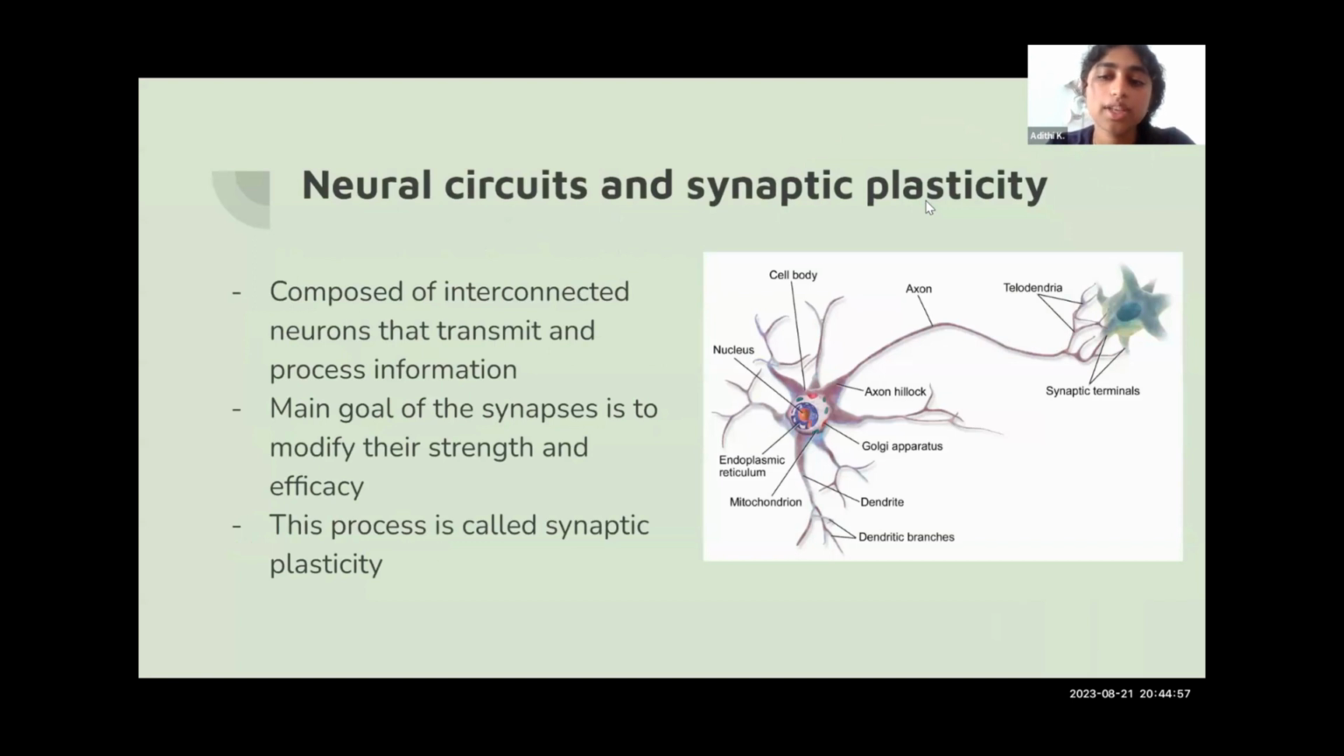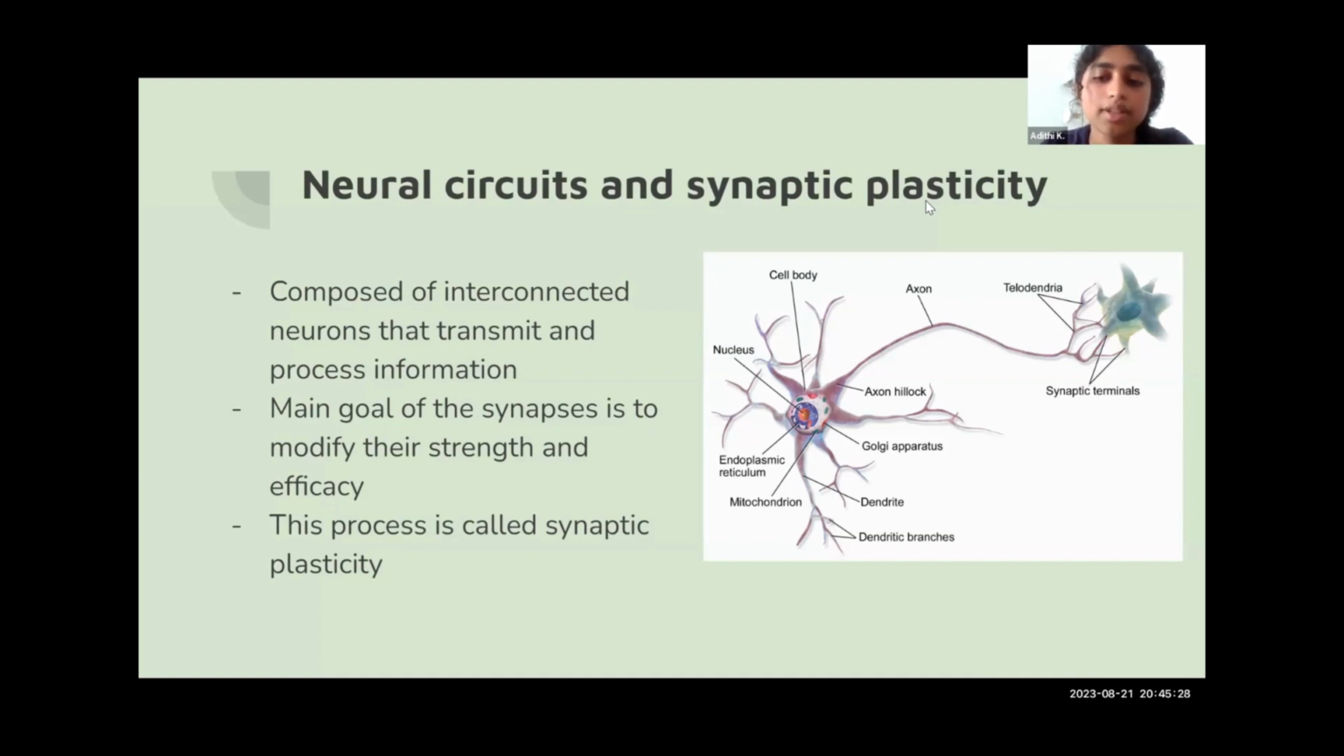So neural circuits are composed of interconnected neurons that transmit and process information using chemical and electrical signals. The overall formation and function of these circuits depend on the selectivity of synapses, which are the junctions between different neurons. The main goal of the synapses is to modify their strength and efficiency. This process is called synaptic plasticity, and it has long been postulated to mediate experience-dependent remodeling of neural circuits that underlies memory formation at various timescales.